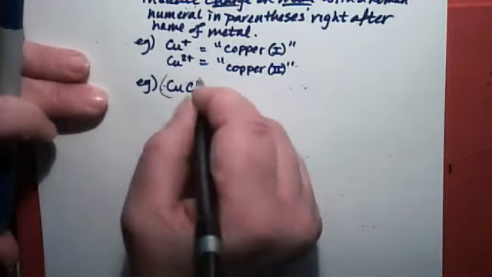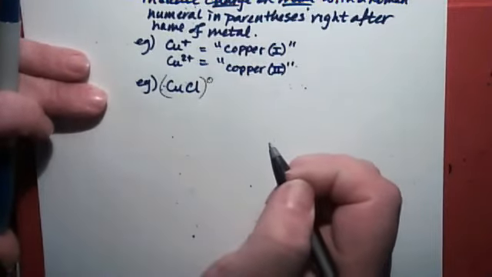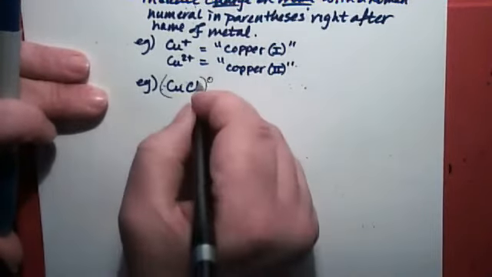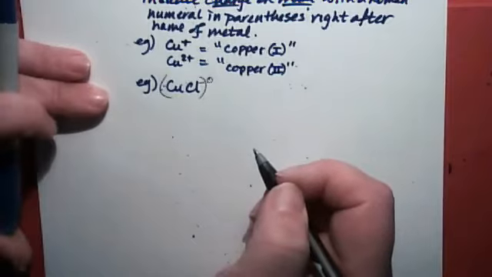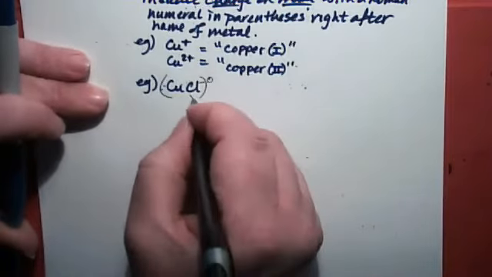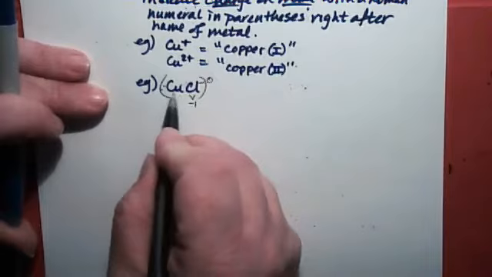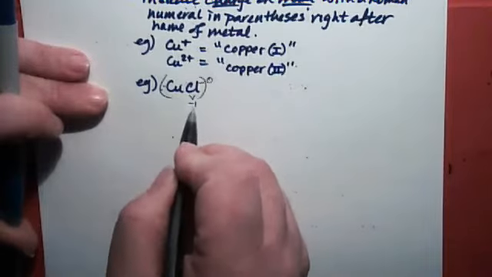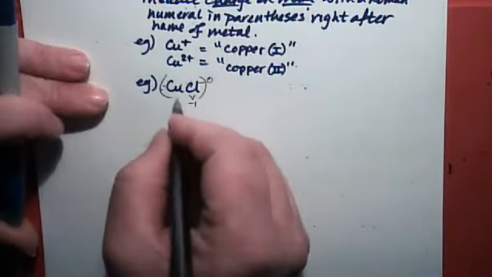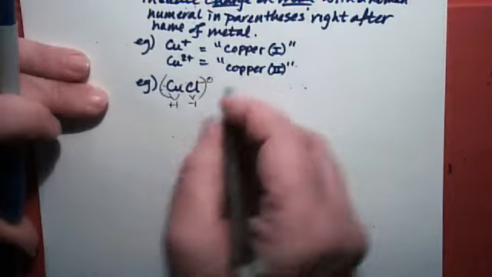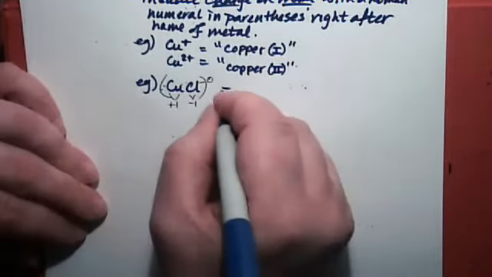So we know that the overall charge on this compound has to be 0. And we know that chloride is -1. And we can look and see that there's only one copper to bring it back up to 0. So to go from -1 to 0, copper has to be +1. And so this is copper 1 chloride.